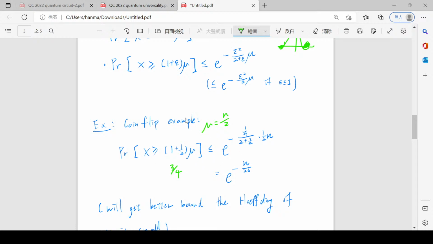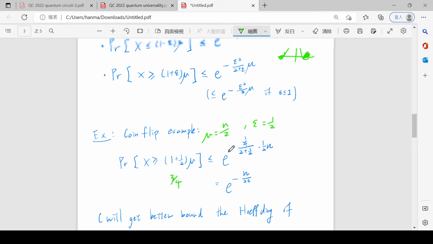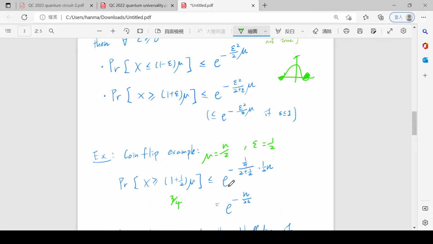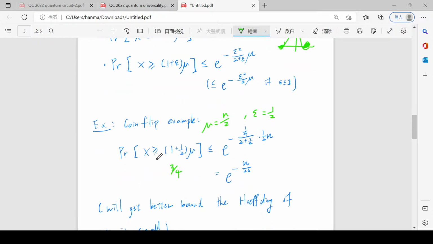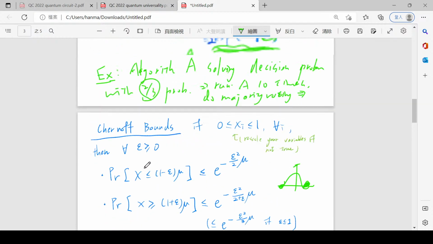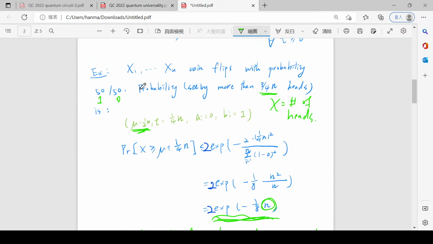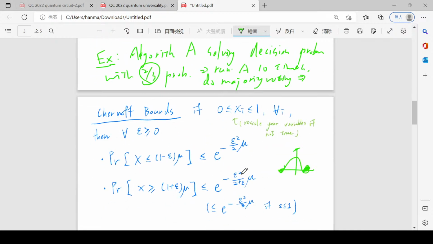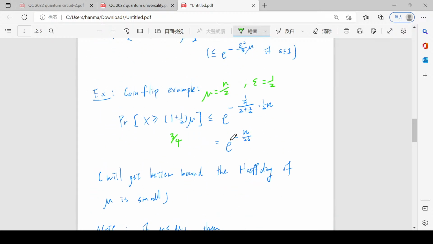So you plug in the numbers: mu equal to 1 over 2 and epsilon equal to 1 over 2. We need to use this formula, and we get this. You clear everything up, and you see this exponential of minus n over 20. So it's still exponential in n, but it's a bit less tight than this. That's a bit annoying, but usually we don't care about this number too much. What we want to know is that it's exponential in n.